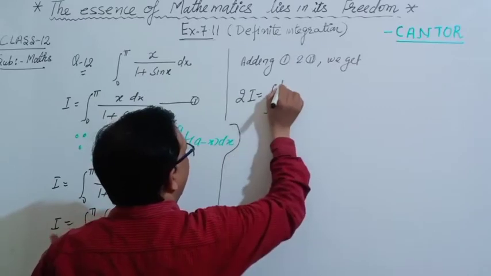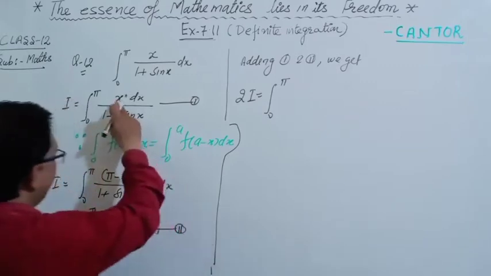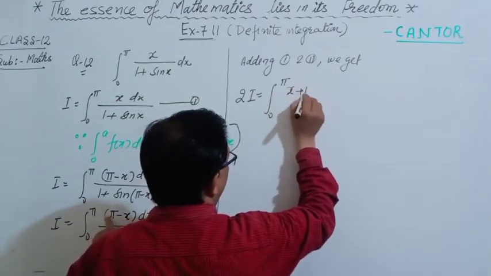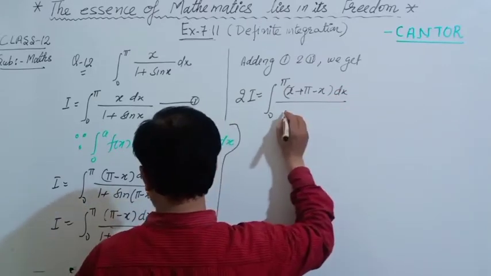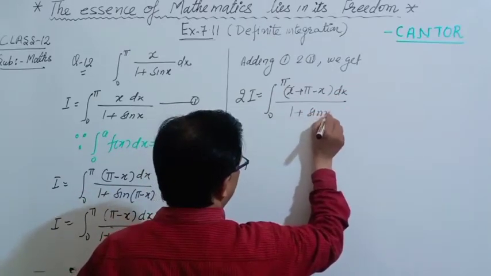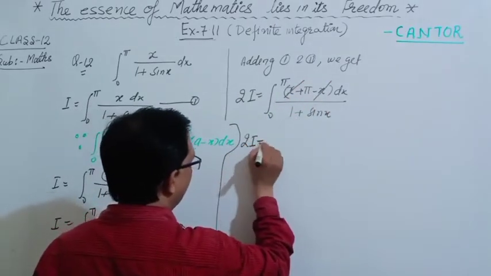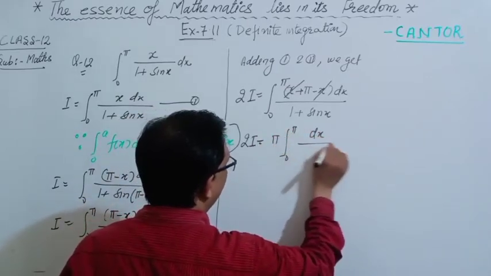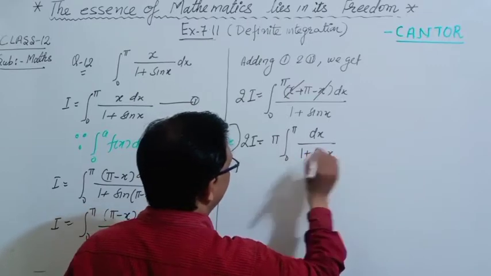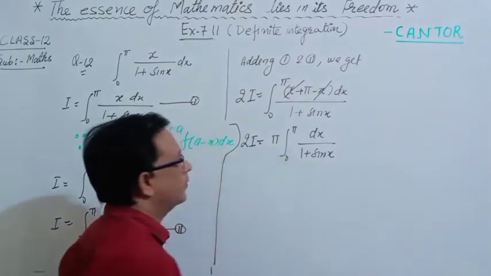Adding the two integrals, the integrand over 0 to pi by 2 becomes x plus pi minus x, and the 1 plus sin x in the denominator stays, so the other terms cancel. So 2I is equal to pi times the integral from 0 to pi of dx upon 1 plus sin x. Now the question becomes how to integrate 1 upon 1 plus sin x.